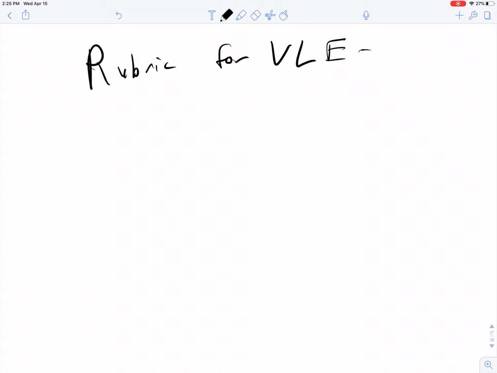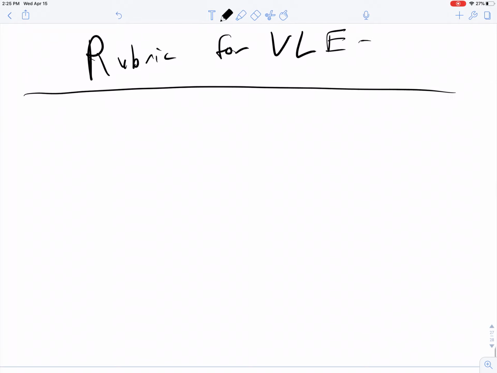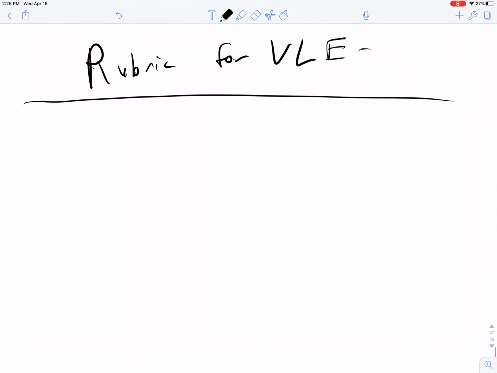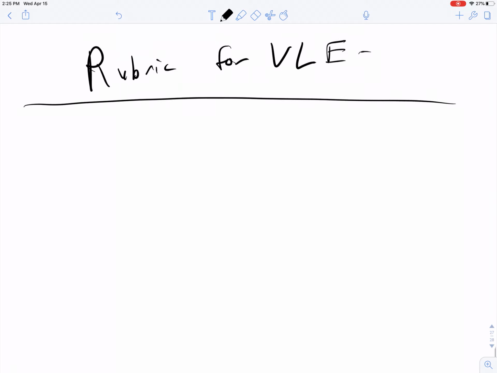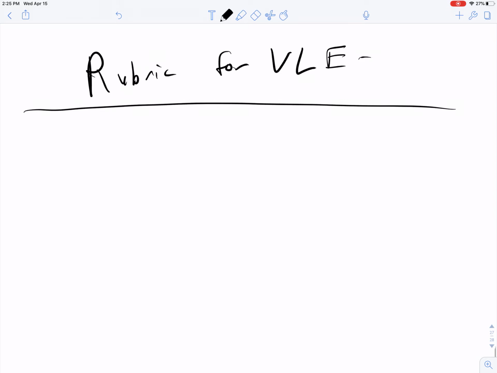Okay, everyone, here's the rubric. Finally, we've built a lot up to this point. Gibbs free energy, equations of state, fugacity coefficients. Here's the rubric for actually doing the work to calculate vapor-liquid equilibrium.